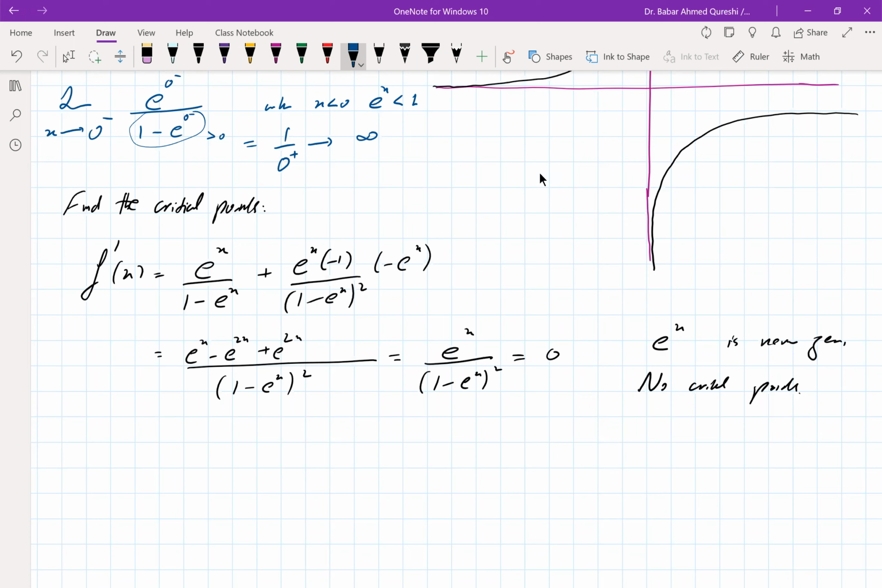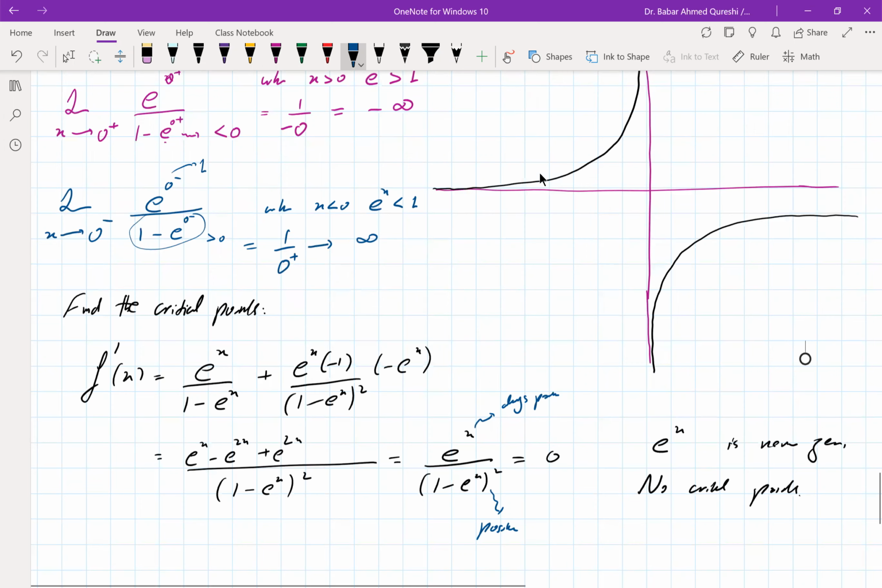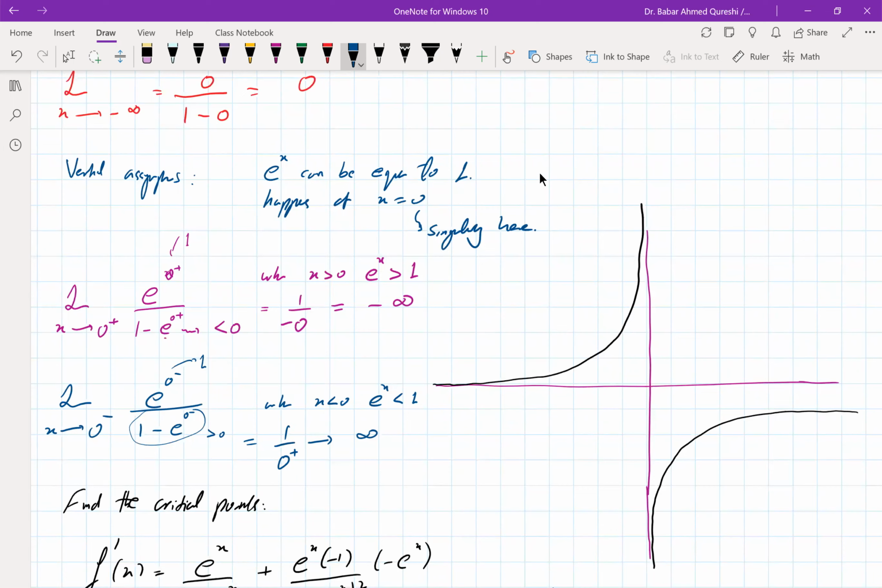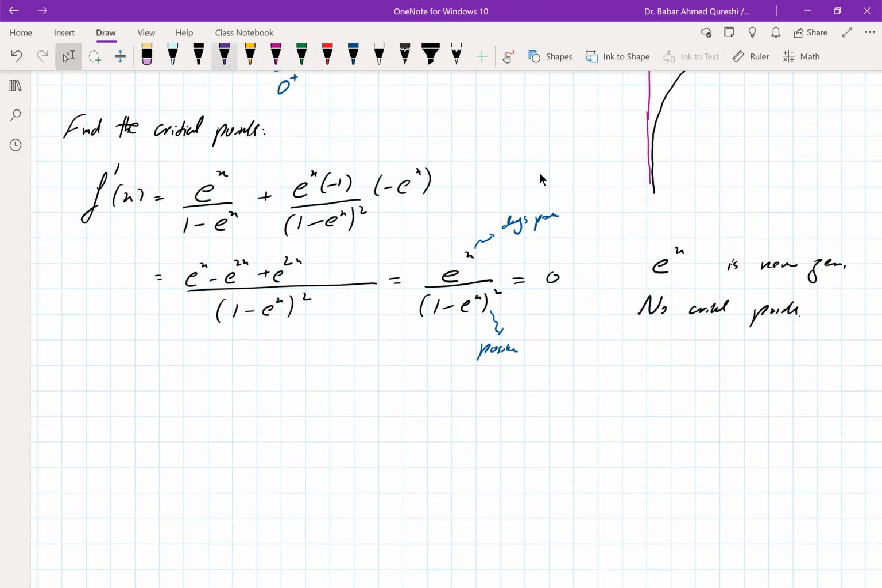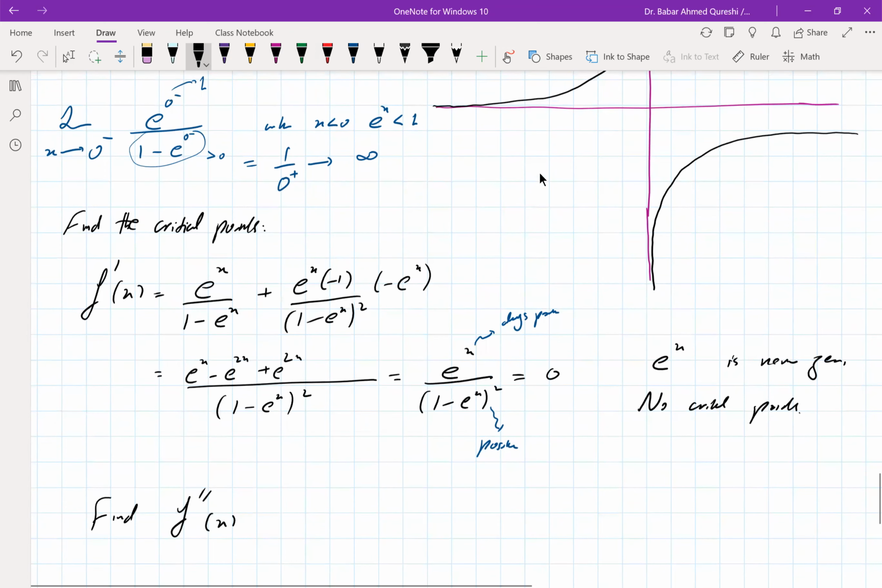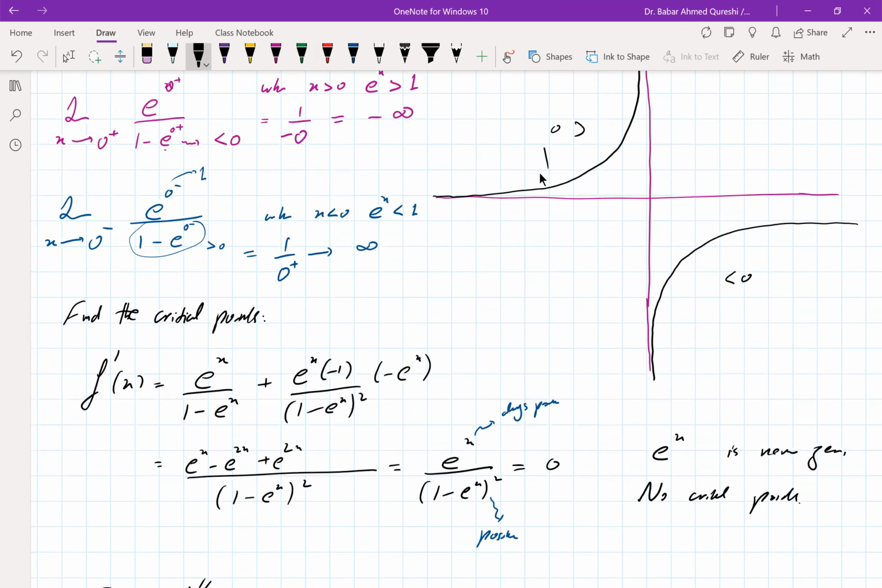This is a square, positive. This e to the x is always positive. So the function is always increasing, which this graph shows. Starts from here, always increasing, starts from here, always increasing, and no critical points, doesn't turn ever. And you can also find f double derivative of x; you will find it's greater than 0 here and less than 0 here. So it's always concave up here and concave down here. So we have completely figured out the graph of this. So any question?